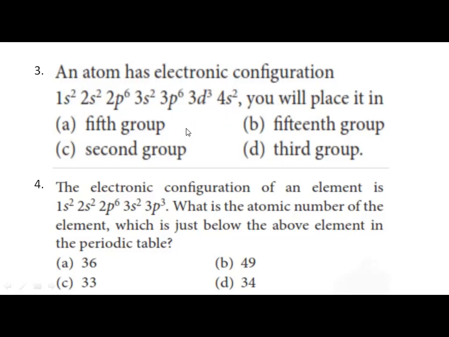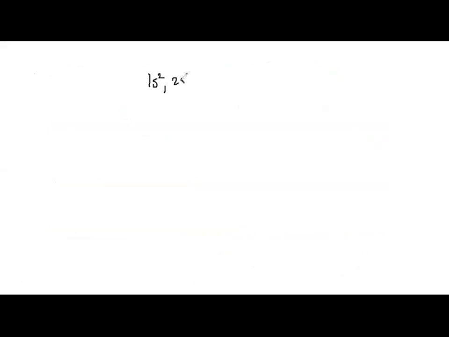The element is vanadium. Okay. Next, the electronic configuration of the element is 1s2, 2s2, 2p6, 3s2, 3p3. What is the atomic number of the element which is just below the above element in the periodic table? The given configuration is 1s2, 2s2, 2p6, 3s2, 3p3. What is this element? 2, 8, and 5 gives 15. Correct? The element is 15, that is phosphorus.